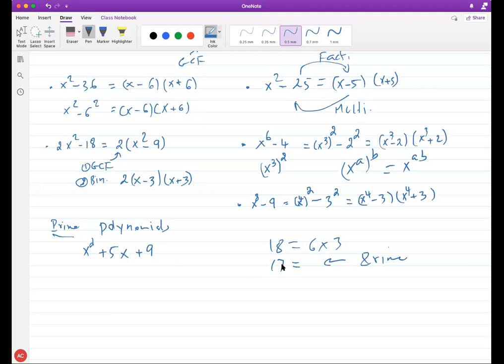Prime numbers are numbers you can't split or break down like this. Numbers like 2, 3, 5, 7, and so on. So for example, 17 is prime, 18 is not prime. 18 is what we call composite.